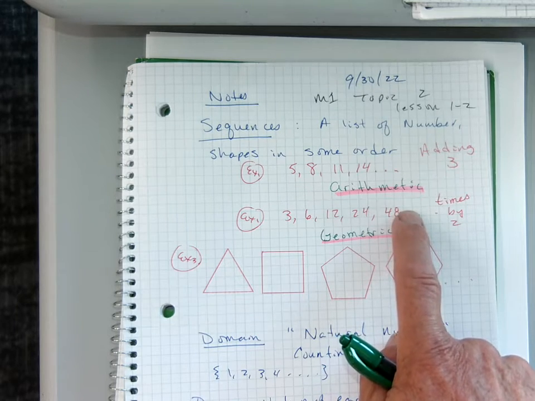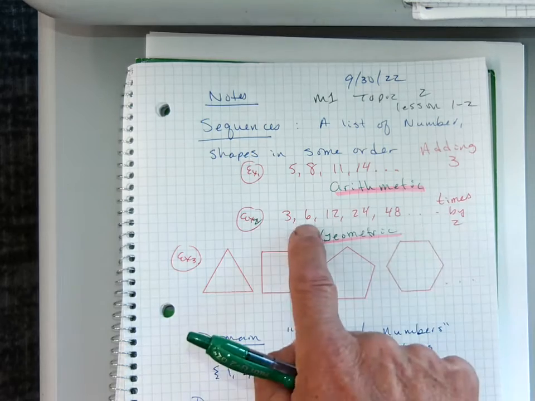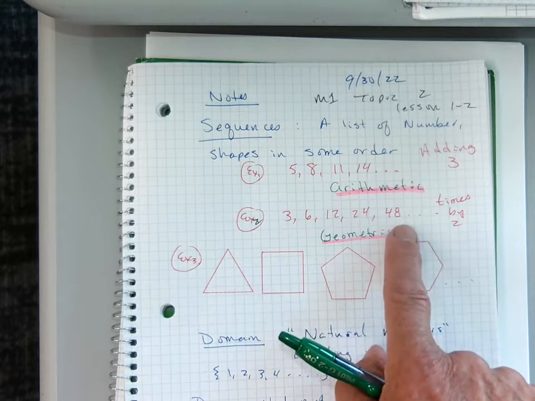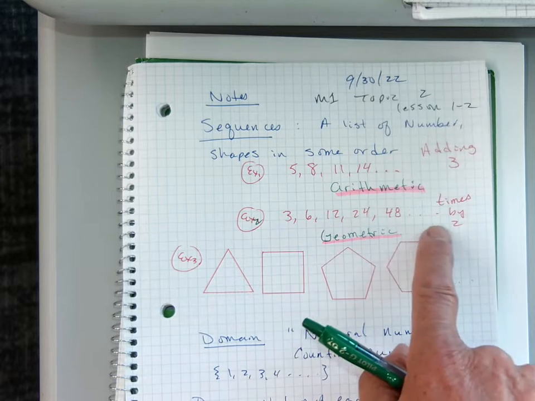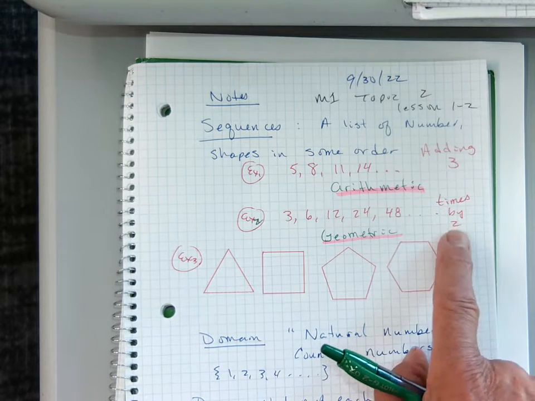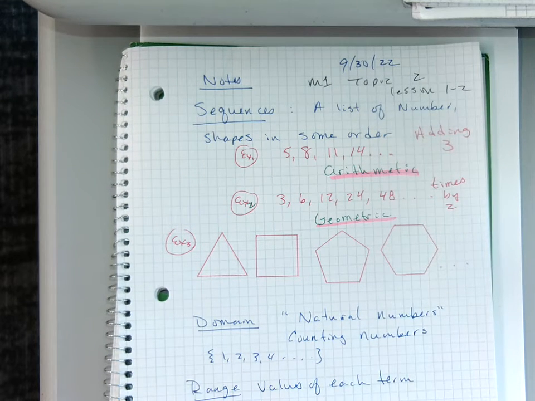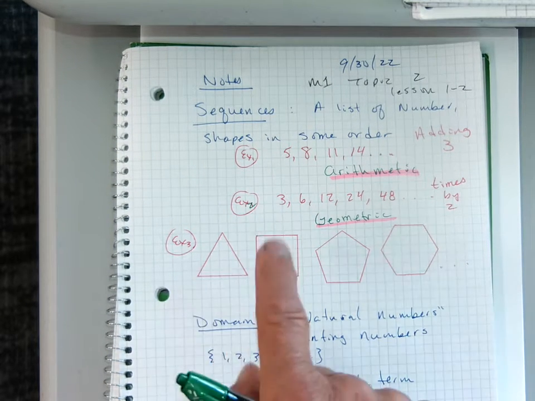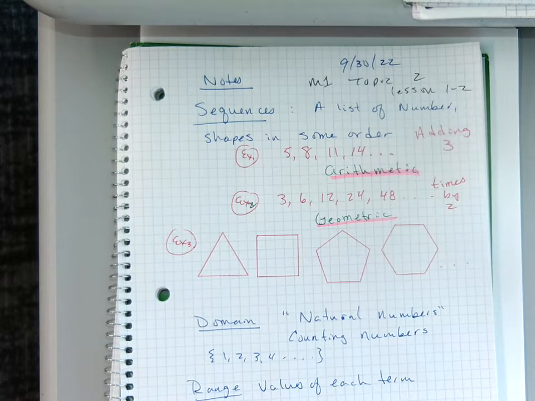Example 2, we go 3, 6, 12, 24, 48. What we're doing to get from one number to the next is multiplying by 2, and that makes it geometric. Example 3 doesn't have to be numbers. Here is a sequence: triangle, square, pentagon, hexagon, but the pattern is we're just adding one more side to it. You could say it's arithmetic because you're adding one more, or it's just shapes.